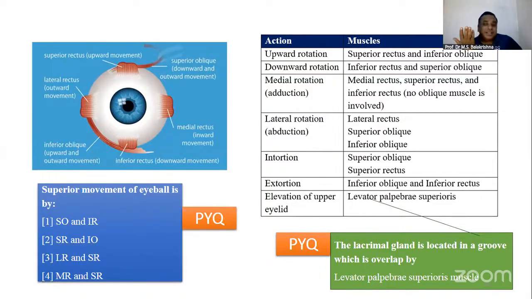So the torsion test and post-duction test, all those things I will be discussing in the oral surgery part. Basically, right now you take the muscle and learn the actions, and with the actions learn the muscle. So this table is there for that.